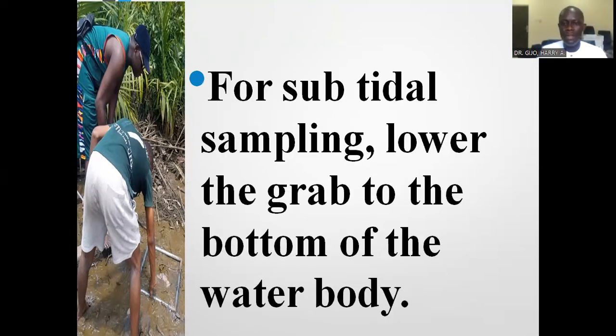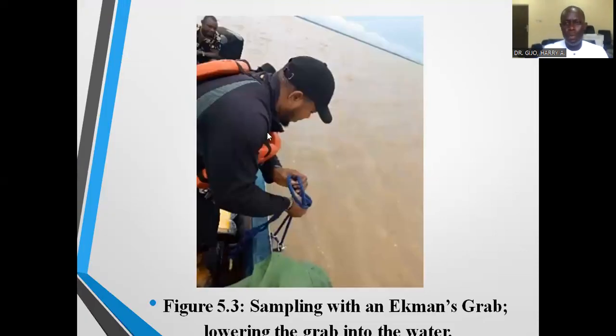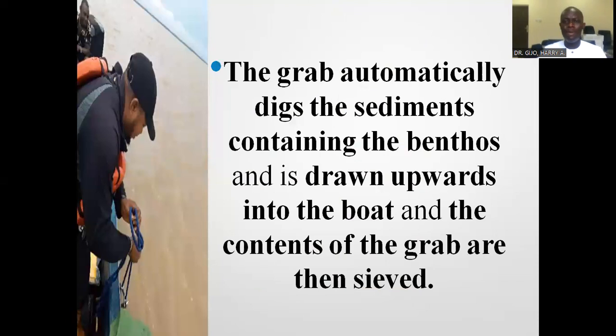For subtidal sampling, lower the grab to the bottom of the water body. This is what we did when we went to the field for an environmental impact assessment. As you lower the grab, you release the rope until it gets to the bottom of the river. The grab then automatically digs the sediments containing the benthos and is drawn upwards. You draw it up into the boat, and the contents of the grab are then sieved.